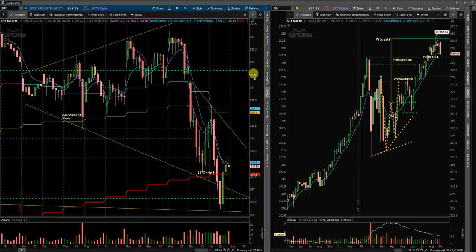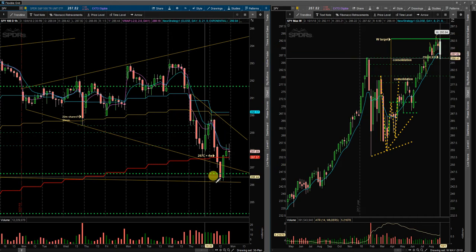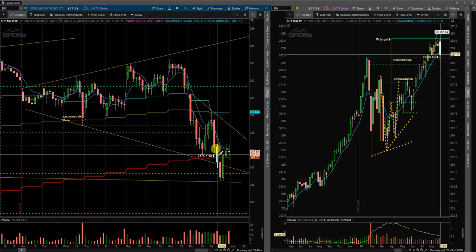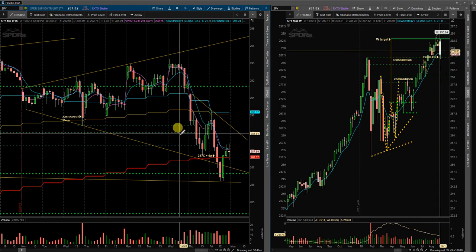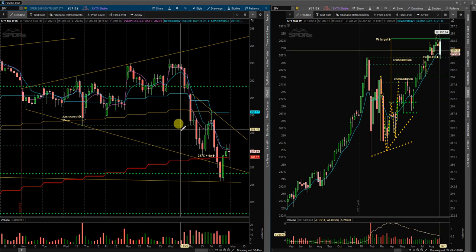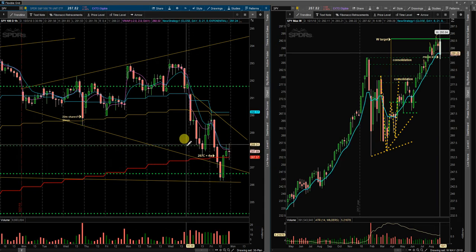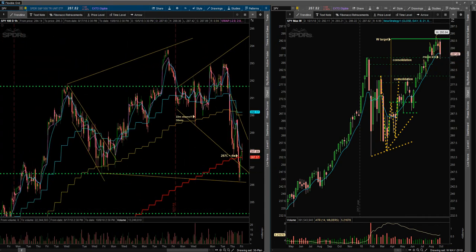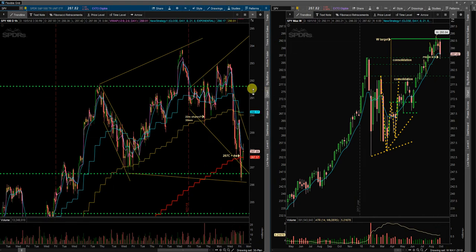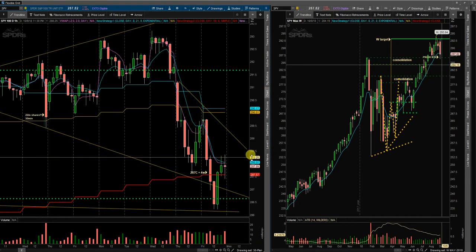So with that said, what I will be looking for is a base to set up here at the 50 SMA. Also at prior all-time highs, 286.65, 286.70-ish area. I want to get some of these lines off here because they're not important to me anymore. Plus, it also jumbles up the chart a little bit, so it looks a little bit cleaner. And now we can move forward.